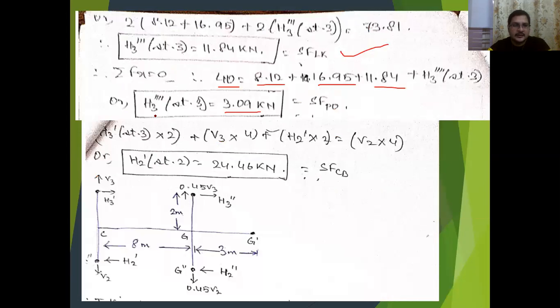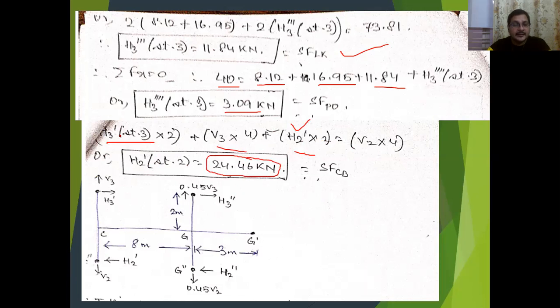At this point, it is not just changing, it is basically from the concept. So here we have H3 dashed into 2, which is clockwise movement, plus V3 into 4, which is clockwise movement, plus H2 into 2, which is unknown, H2 dashed. So we are getting H2 dashed equals 24.46.